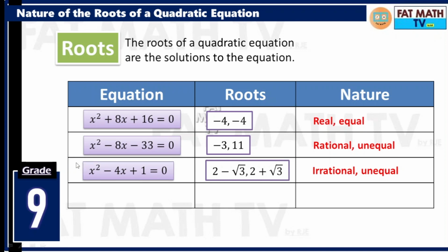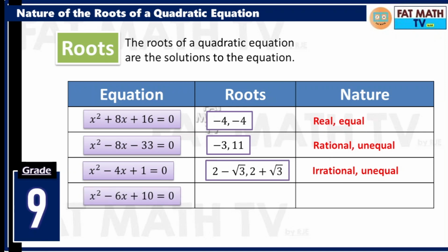So these three equations have real roots. For the first one, we have real and equal, because sometimes here we can also have an irrational, but they are also equal. So we have real and equal, we have rational and unequal, and for the third one, irrational and unequal.